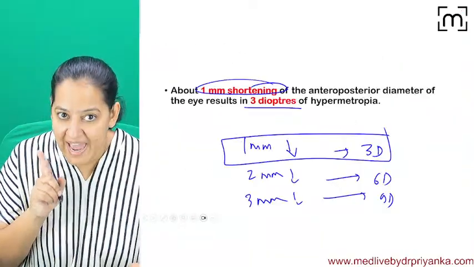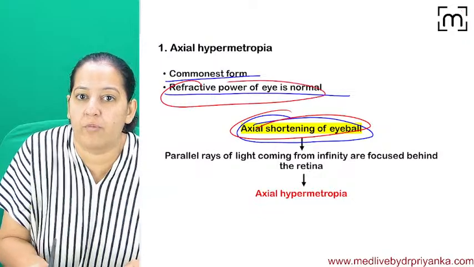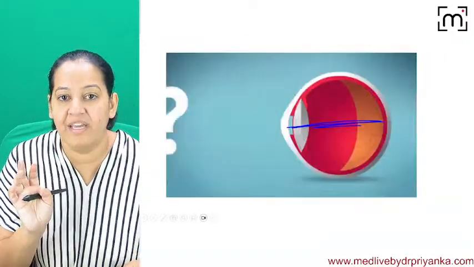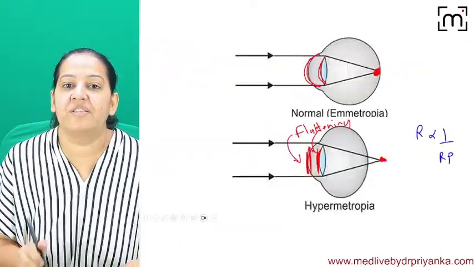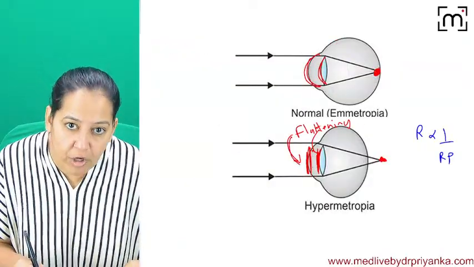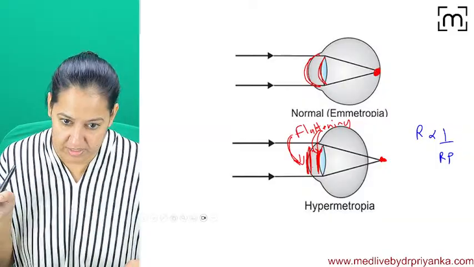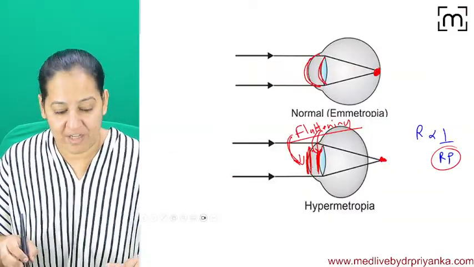Mind my words, in the axial type, the first type, the refractive power was normal. Only the length is altered. Here in the second type, the axial length is normal, but the curvature is changed, either the curvature of the cornea or the curvature of the lens. There is flattening of the cornea or lens or both. Since there is flattening, the refractive power will reduce.